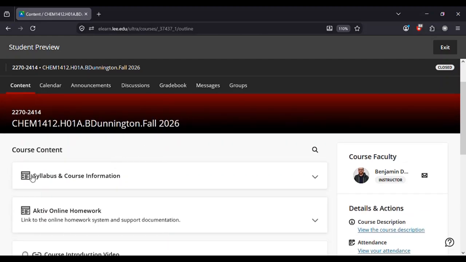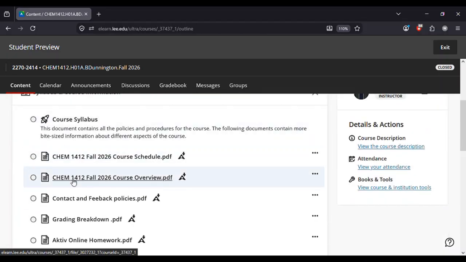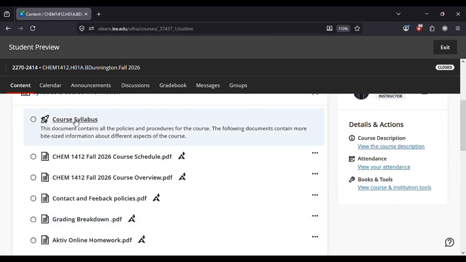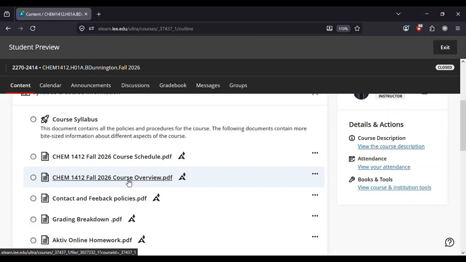So first off, you'll note this is a module. This little symbol means you can open it up and there's material in there. This is all course information. So there's a course syllabus, which is the complete document description of everything about the class, every potential policy, including a lot of college policies. So it's quite long. And so I also have made more bite-sized documents.